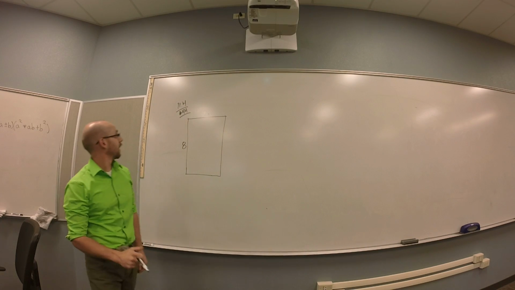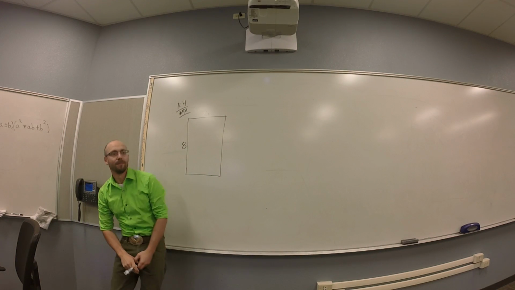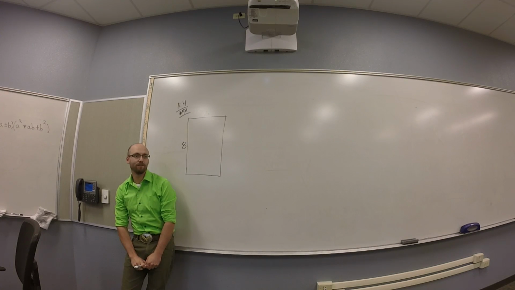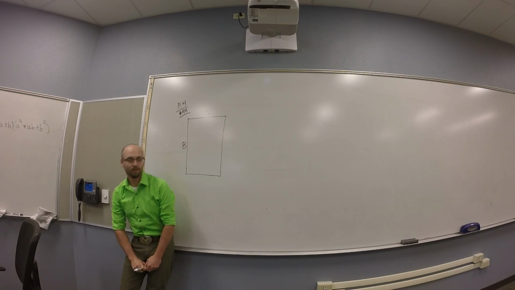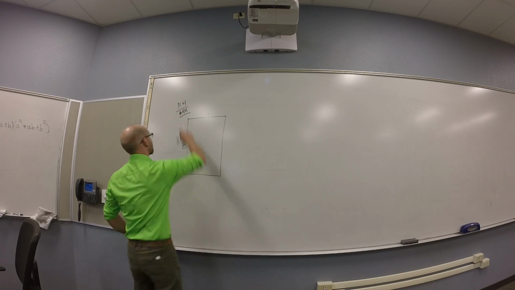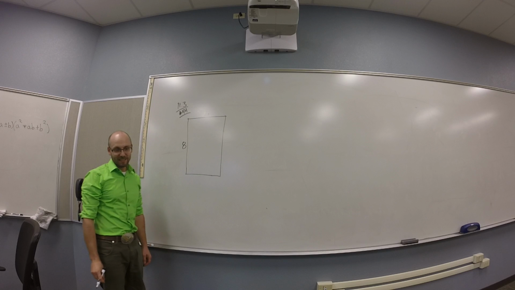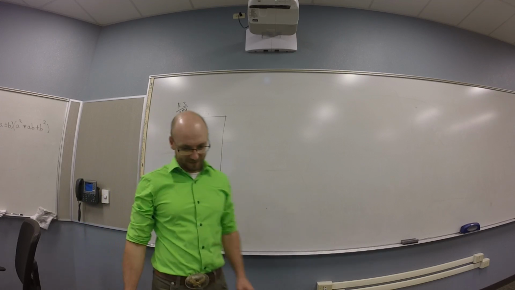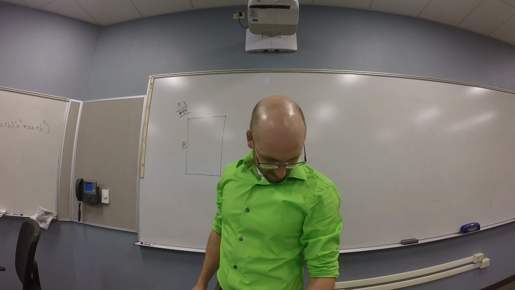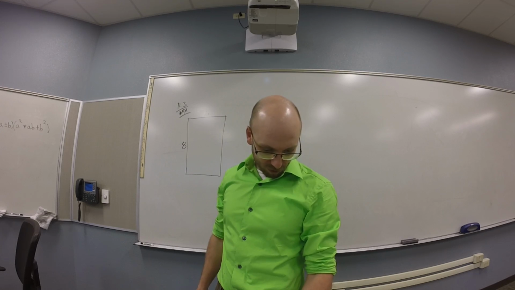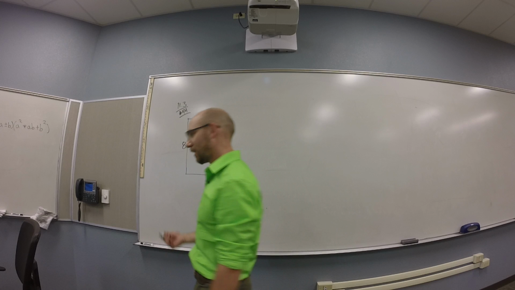All right, let's try 11.3, number 44. So we have a 6 by 8 piece of tin, right? And we're going to cut squares of equal size out of each corner and make a box.